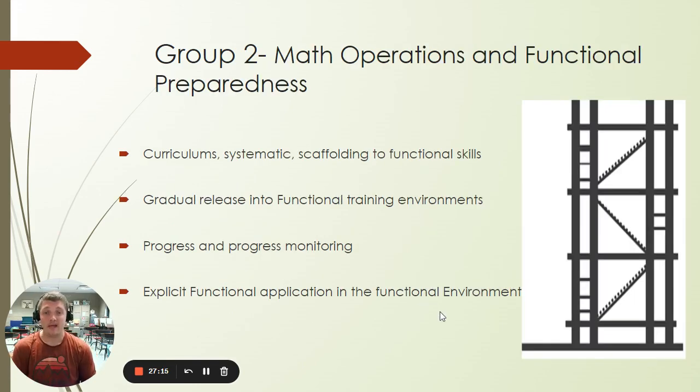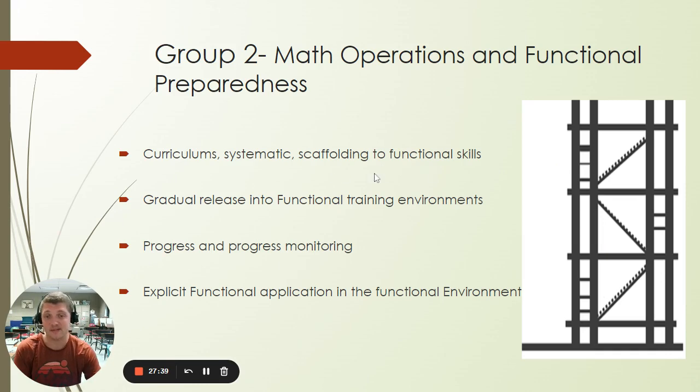Group 2 may look like a math operations and functional preparedness group. So you're looking at, we can count numbers, we can skip count, we can do some counting, but we haven't applied those at all to anything functional, and we've got some time before those functional skills have to be perfected before we move into transition. That's this group. And so we look at curriculums that are systematic scaffolding to functional skills.